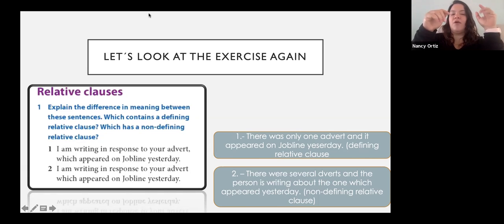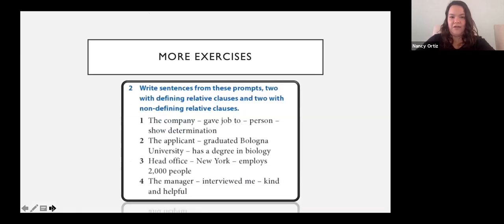Here I have two differences. That's why it says one and two. One of the differences, okay? In one sentence, we understand there was only one adverb and it appeared on the job line yesterday. That would be the defining relative clause, okay? Another difference, in the other sentence, it implies there were several adverbs and the person is writing about the one which appeared yesterday. That would be non-defining, okay? That's the difference.